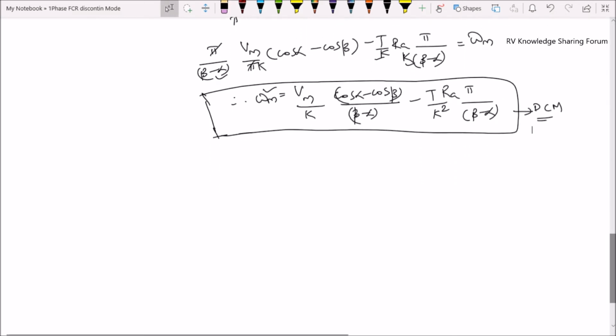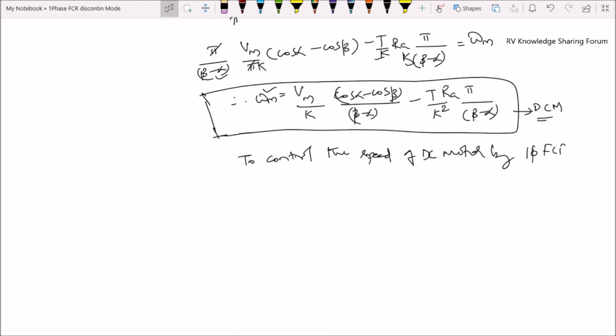Now here our main intention is to control the speed of DC motor by using single phase fully controlled rectifier. So how to control the speed? See here, if you observe this equation, here speed omega m depends on the firing angle alpha. So by means of varying the firing angle alpha, we can vary or control the value of the speed.